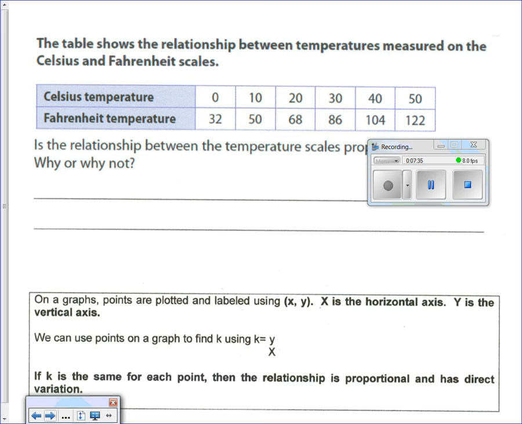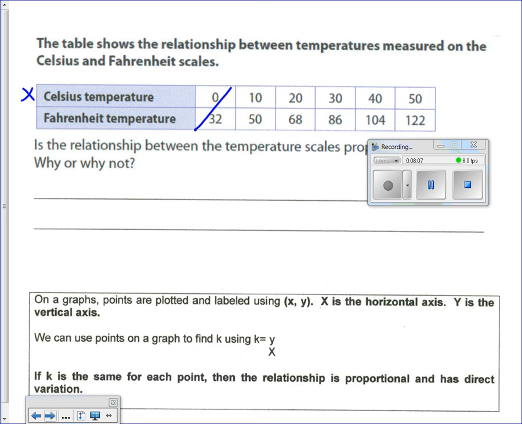All right, on the next, the table shows the relationship between temperatures measured on the Celsius and Fahrenheit scales. Is the relationship between the temperature scales proportional, why or why not? So the first thing you're going to do is find y over x for the information in the table. I'm not going to use the first one, 0 over 32. I'm going to start with the second one because it started at 0. Anytime you divide by 0, you're going to get 0, so it's not going to do anything for it.